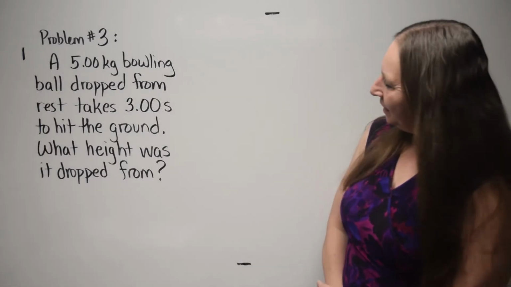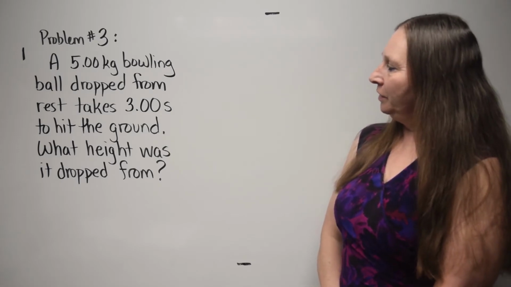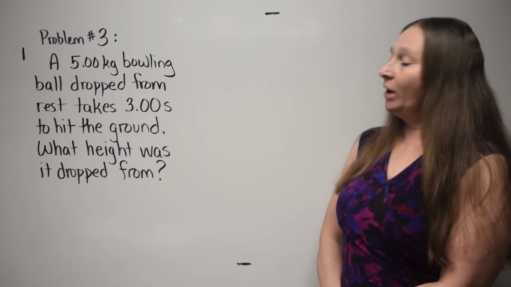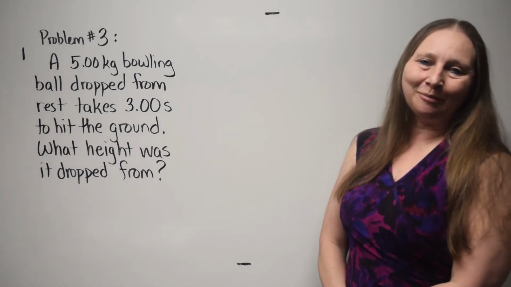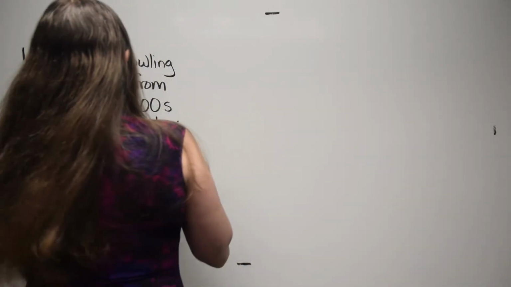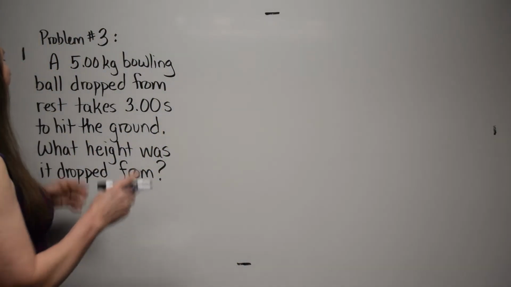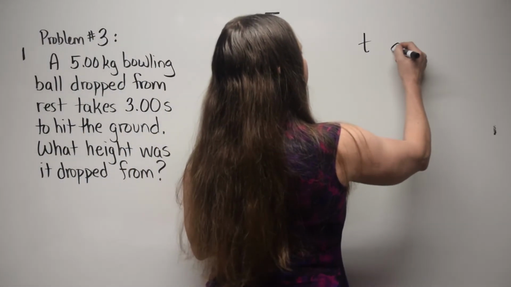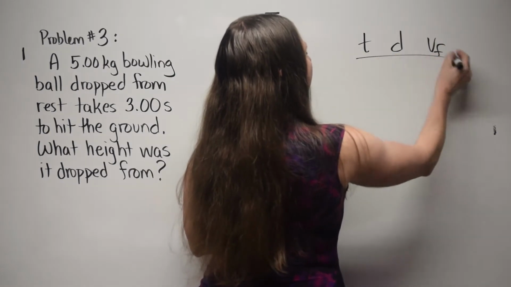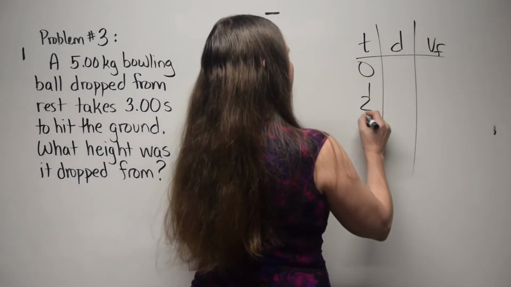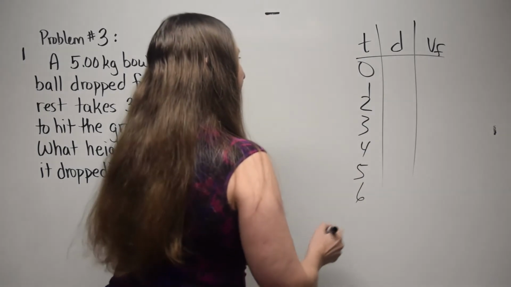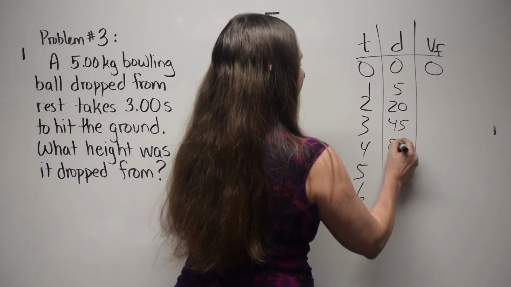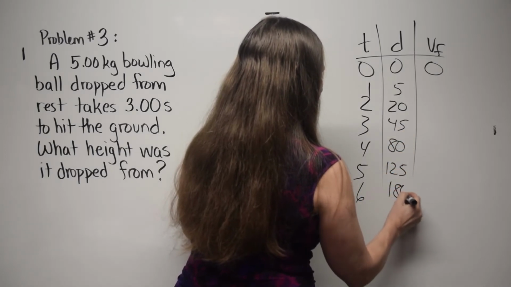Problem number 3. We have a 5-kilogram bowling ball dropped from rest. It takes 3 seconds to hit the ground. What height was it dropped from? We're on Earth. The object is dropped from rest. We can use the magic chart. Time, distance, V final. 1, 2, 3, 4, 5, 6, 5, 20, 45, 80, 125, 180.